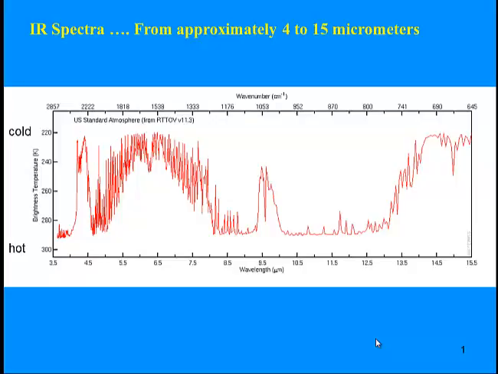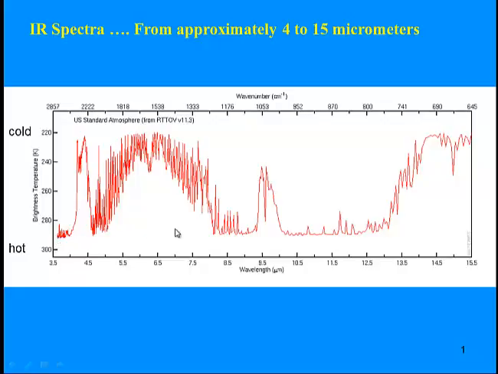This is a plot of the temperature that an interferometer would be sensing at the top of the standard atmosphere. This is computed using a radiative transfer model. The x-axis here is the wavelength from about 4 to 15 microns, and the y-axis is the brightness temperature, so it's hot at the bottom and cold aloft.